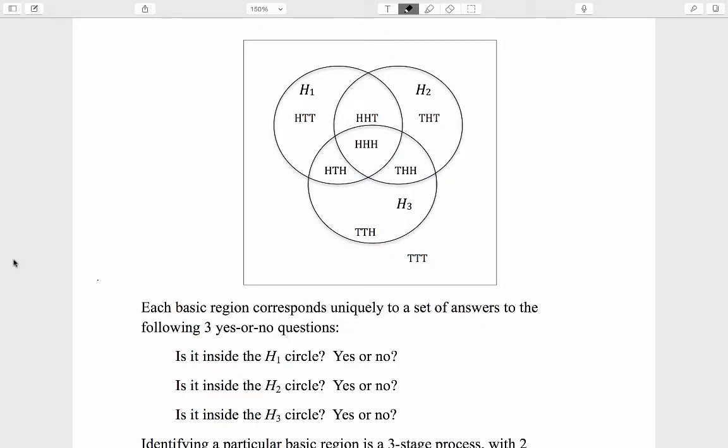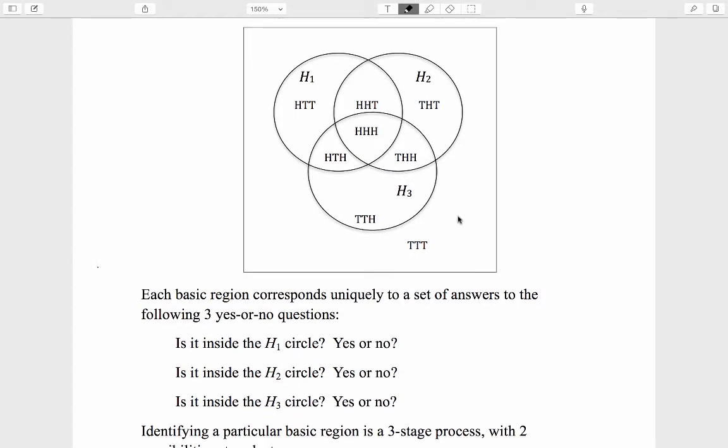Let's take a closer look at what we just did. Each basic region in the Venn diagram corresponds uniquely to a set of answers to the following 3 yes or no questions. Is the region inside the H1 circle, yes or no? Is it inside the H2 circle, yes or no? Is it inside the H3 circle, yes or no? The answers to those 3 questions uniquely determine each basic region.